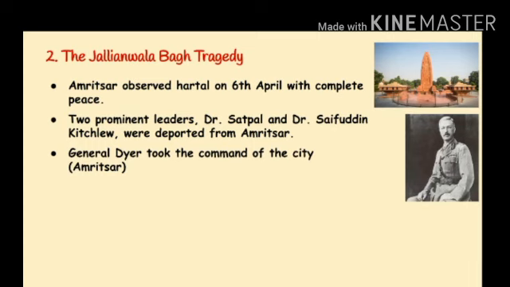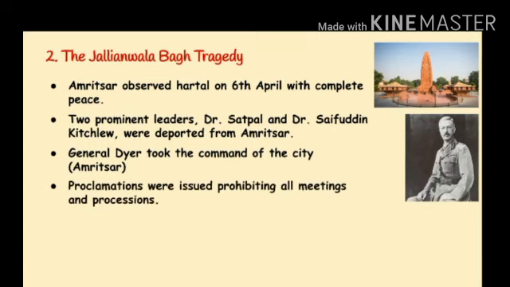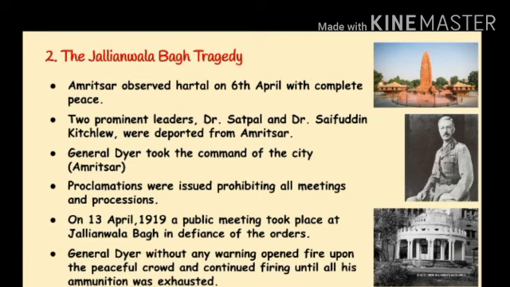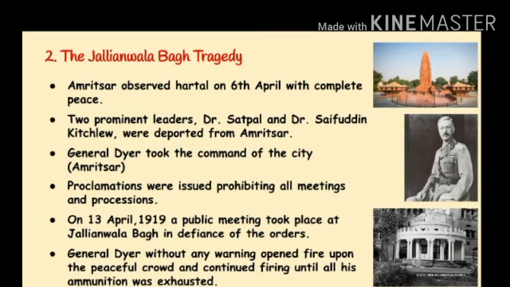On 13th April 1919, a public meeting took place at Jallianwala Bagh in defiance of the orders. General Dyer, without any warning, opened fire upon the peaceful crowd and continued firing on them until all his ammunition was exhausted. As the news of Jallianwala Bagh massacre spread, crowds took to the streets in many parts of the country to protest against this cruel act of General Dyer.